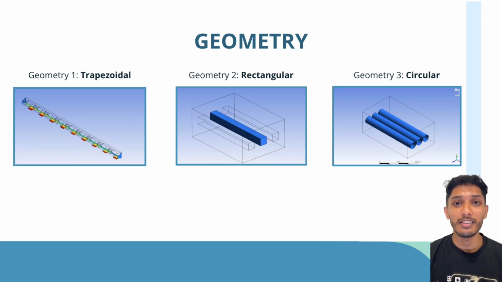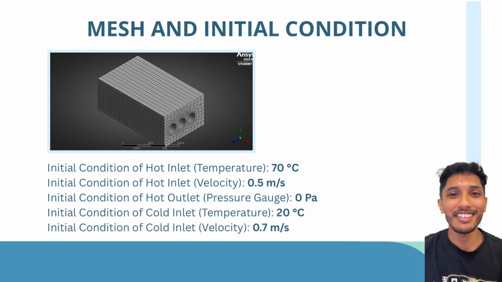So for the geometry, we have three models. The first model is trapezoidal, the second one is rectangular, and the last one is circular. For the mesh and initial conditions, we have three domains. The first one is the inner domain, the second one is the hot domain, and the third one is the cold domain.